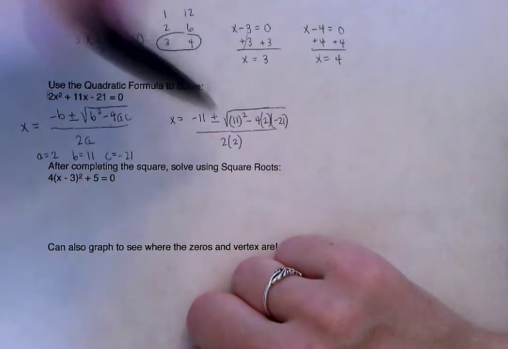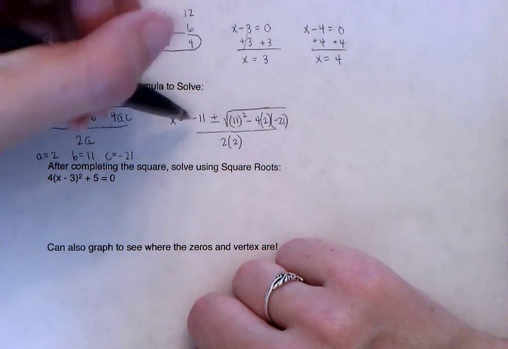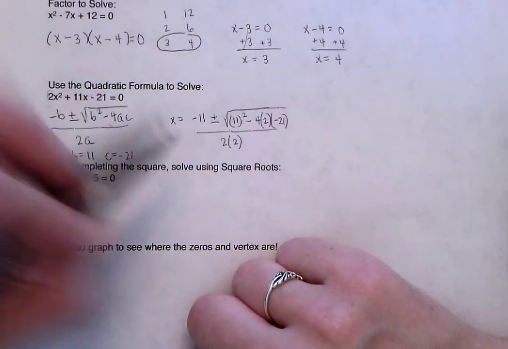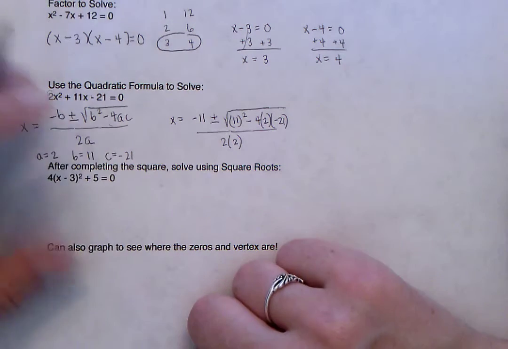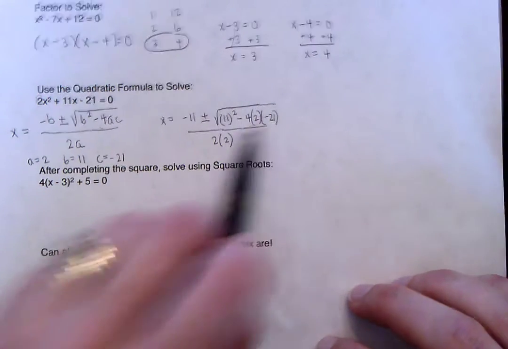So basically we just have to simplify this and figure out what our two solutions are. There are two solutions because you have a plus and a minus. That means one of the solutions that we find will be using the plus sign to find it, and one will be using the minus sign to find it. So let's figure out what this stuff is under here, okay?